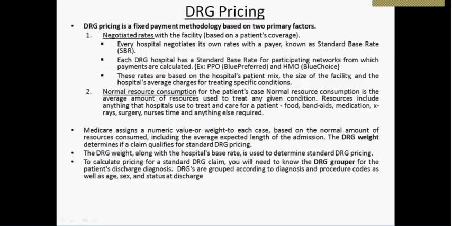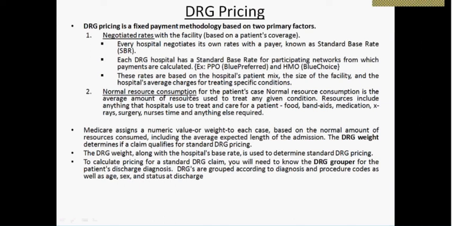So there are 2 types of pricing in this particular DRG. One is done at the negotiated rates. That means every hospital negotiates its own rates with the payer, which is basically your standard rate. For example, Blue Cross has a Blue Preferred or an HMO Blue Choice, so it's a standard rate at which this DRG pricing is done.